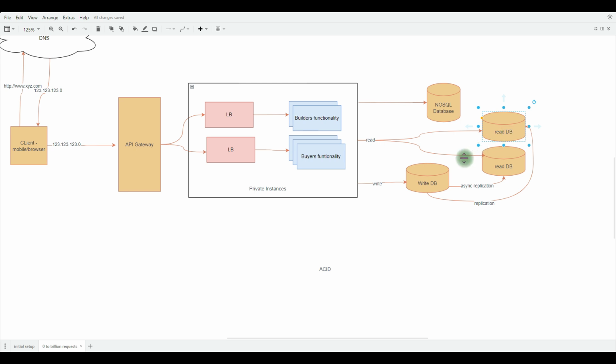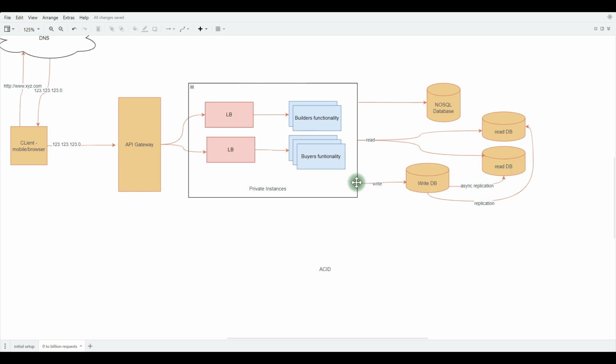What benefits do we get out of this one? We get efficiency out of this one, like write is separated from the read one. That is one benefit that we get out of this one. Another is high availability. If somehow there is a problem with the write DB in this one, there is another replica available, another backup available to take care of the write functionality.